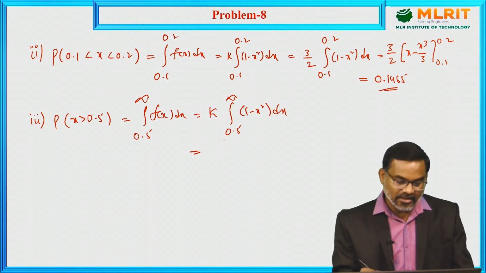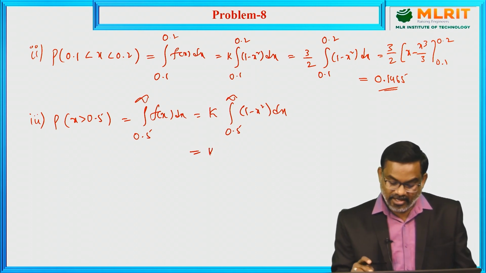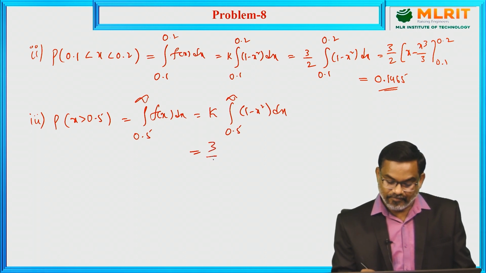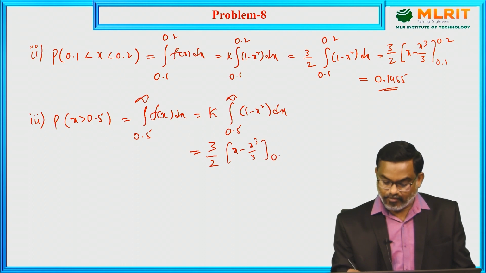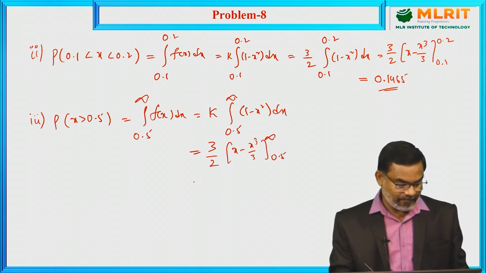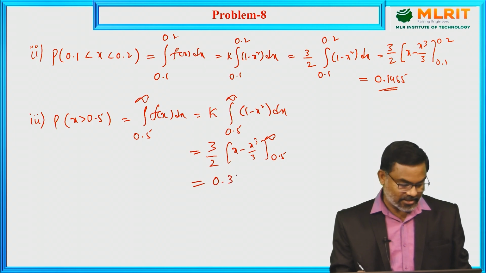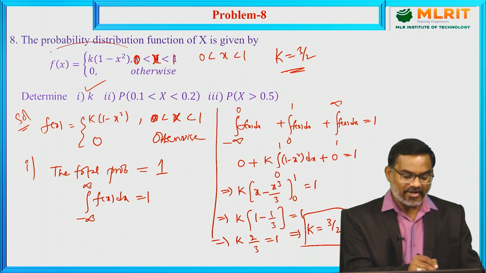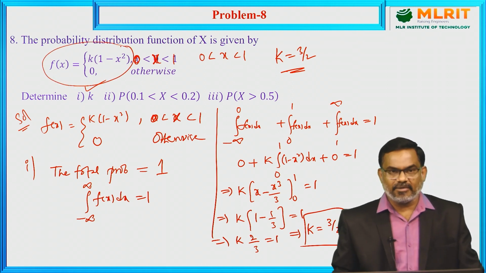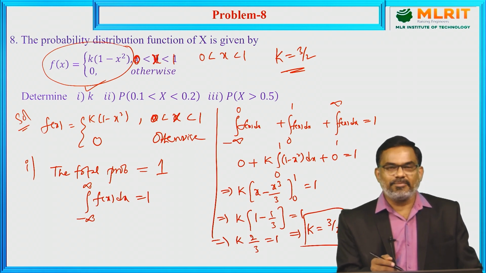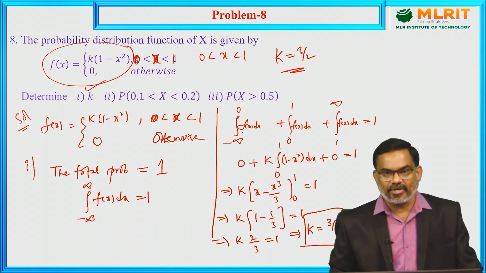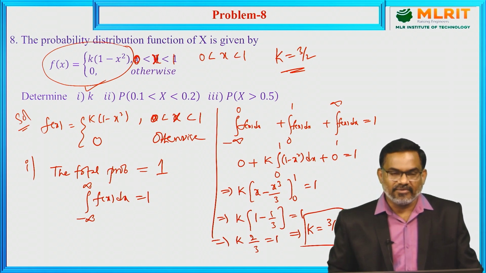So, here again by integrating, the value of k is 3 by 2, and integrating we get x minus x cube by 3 from 0.5 to infinity, and again here we get the final answer as 0.3125. So, if the given function is the probability density function, that means the probability distribution of a continuous random variable, then to find the probabilities where x lies between any two values, we use this integral notation, since this is a continuous case.